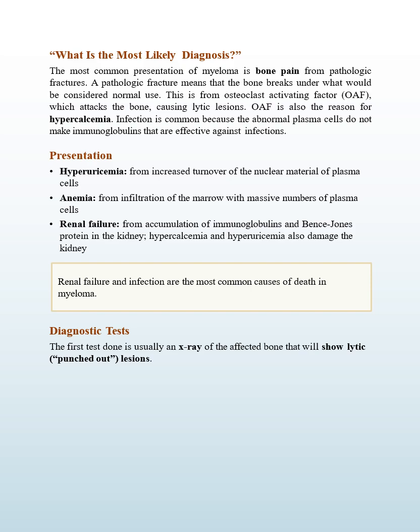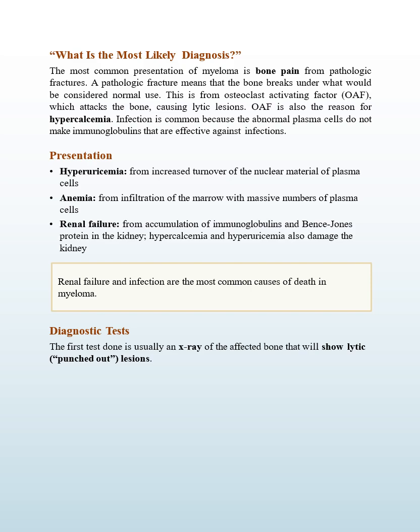hyperuricemia due to increased turnover of nuclear material, anemia due to infiltration of the bone marrow with massive numbers of plasma cells, and number 3, renal failure, which is due to accumulation of immunoglobulins or Bence Jones proteins in the kidney. Hypercalcemia and hyperuricemia also damage the kidney. We need to remember that renal failure and infections are the most common cause of death in patients with MM.